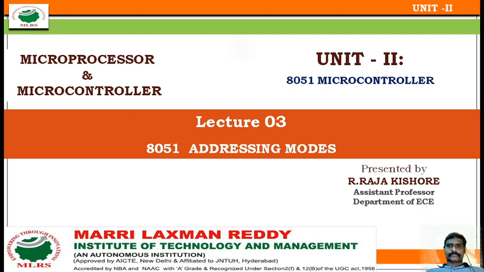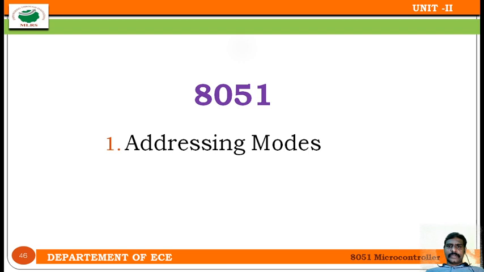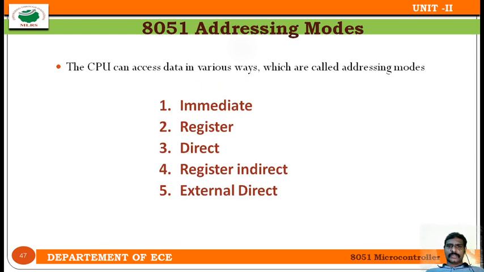8051 microcontroller. As we know, an addressing mode is nothing but the way of representing an operand in an instruction. In the 8051, there are 5 types of addressing modes. Those are immediate addressing mode, register addressing mode, direct addressing mode, register indirect addressing mode, and external direct addressing mode. Let us see the individual addressing modes with examples.